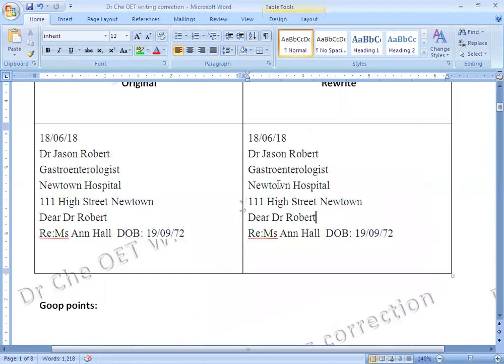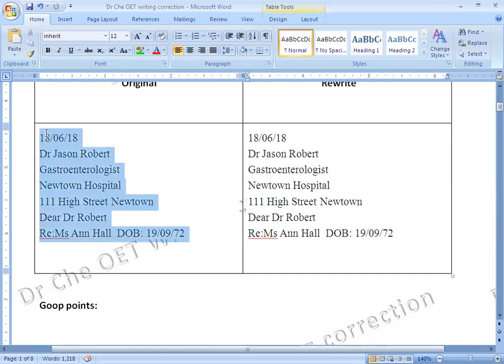Just to be honest with you, this letter was marked already almost 8-9 months ago for my student. I'm just marking it online so that I can show you how to mark and how to write letters, and what the mistakes are. So Dr. Diana, this is the greeting part.